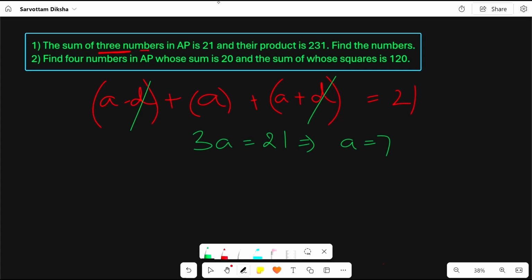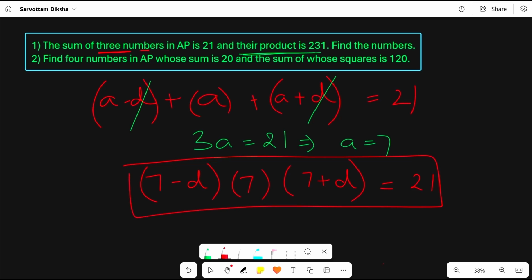And I have 3a equal to 21 and a equal to 7. Now, according to the second equation given over here, what am I getting? So I have to deal with only one variable over here. It will be easy for me.